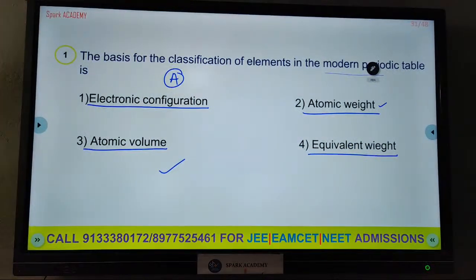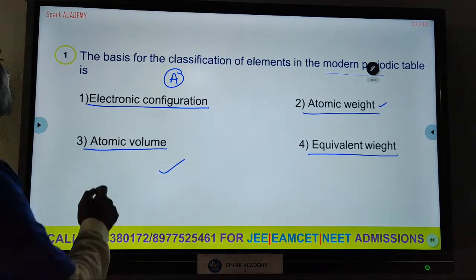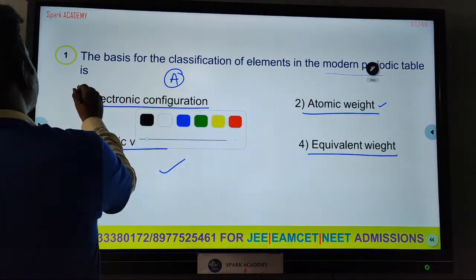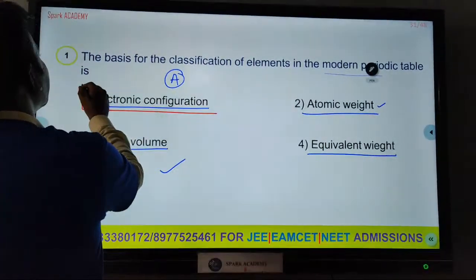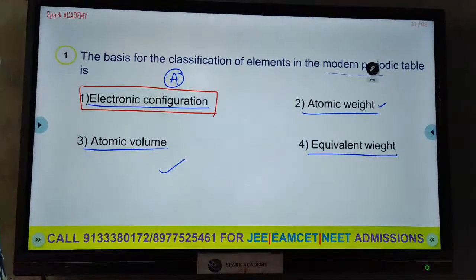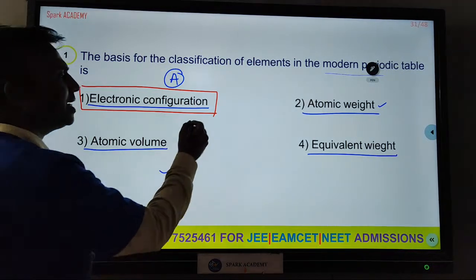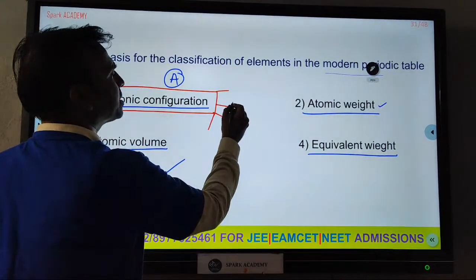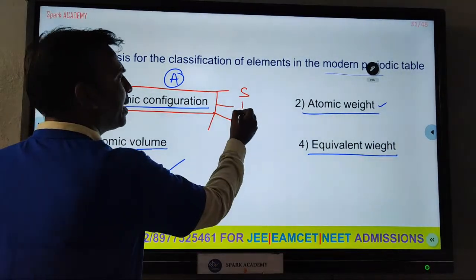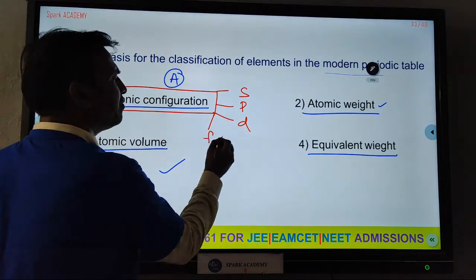Now, in the modern periodic table, the elements are classified depending on atomic number. With the help of atomic number, we fill the atom's electrons. That process is called electronic configuration. So here electronic configuration is the main base for the classification of the elements. Depending on electronic configuration, we divided elements into how many types? Four types: S block elements, P block elements, D block elements, F block elements.